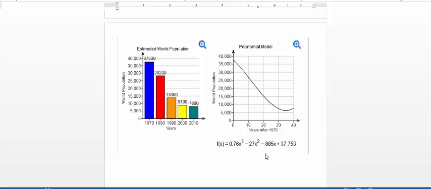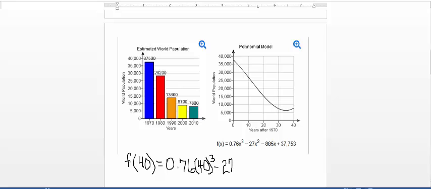And then there's a graph of a polynomial, and we're also given the polynomial of the function. We want to find and interpret f of 40. So we're going to replace x in the function with 40. Every x will be replaced with 40, and we are going to calculate the result.